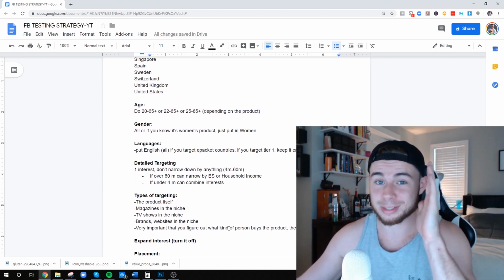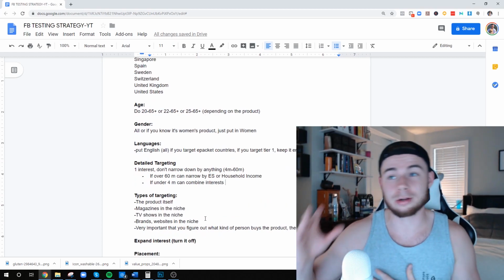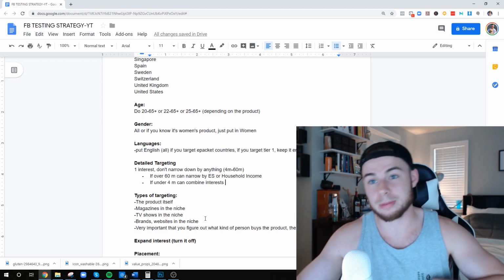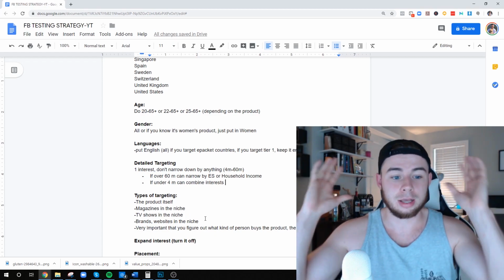Types of targeting. I get asked this question a lot. Connor, how do I target? Connor, what should I target? Should I use brands, magazines, all that stuff, right? This is what you can do.